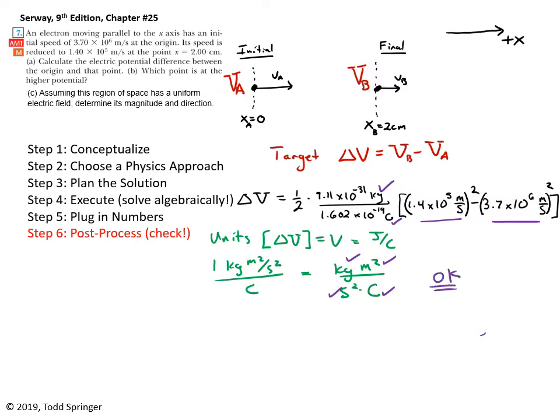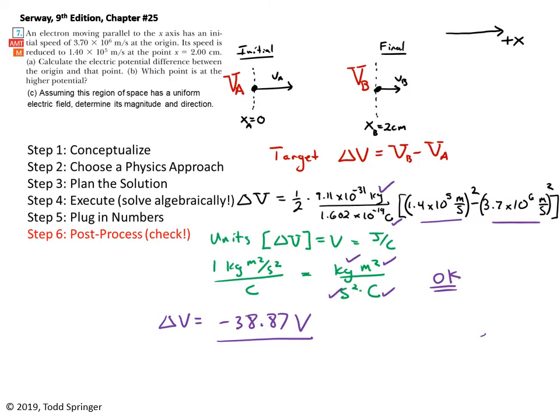So then you can jump to your calculator, and I find the answer. The answer for delta V is minus 38.87 volts. So there's the answer to part A. Let's move on to part B. Which point is at a higher potential? This is really conceptual because we don't need to do any additional work here.